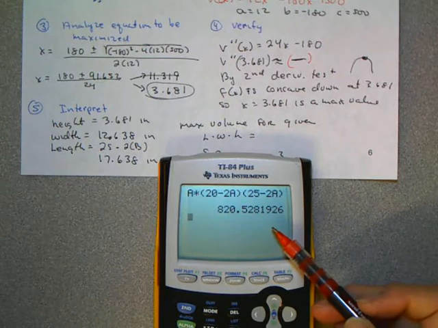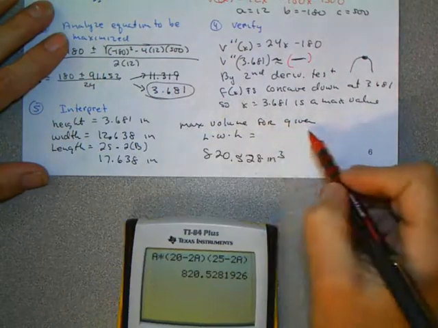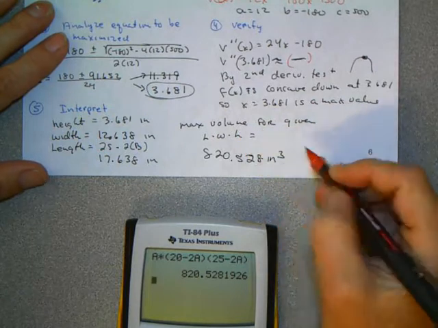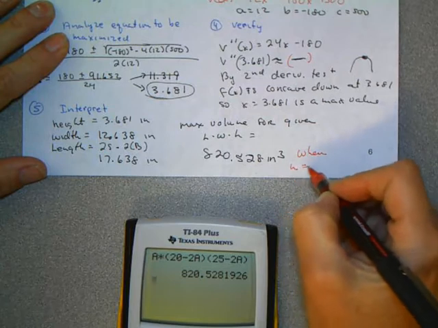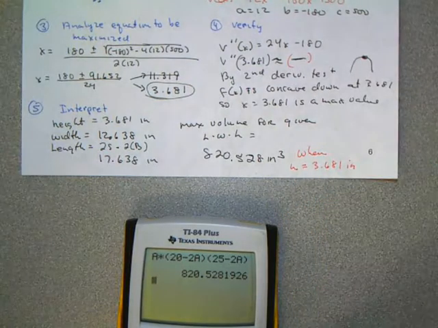So our maximum volume will be found at 820.528 cubic inches. And we would say that the maximum volume for the given length times width times height is this when the height equals 3.681 inches. So that's how we would do this.